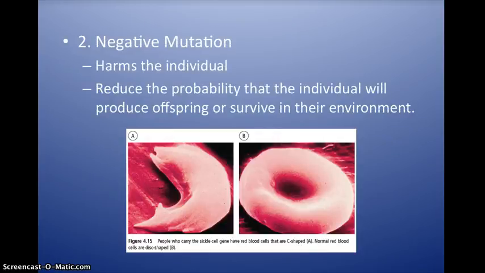Mutations can also be negative, which means that the mutation will harm the individual. Usually, a negative mutation reduces the probability that the individual will produce offspring or survive in their environment. The reason that happens is so that nature can find its own way to flush that negative mutation out. In the picture below, you're looking at red blood cells. The one labeled B is a normal one, and the one labeled A has a negative mutation, which results in the people having sickle cell anemia.